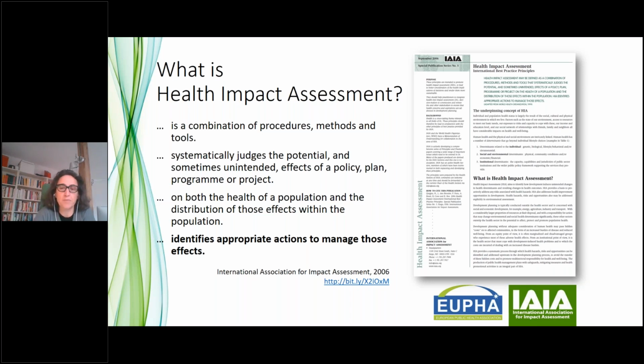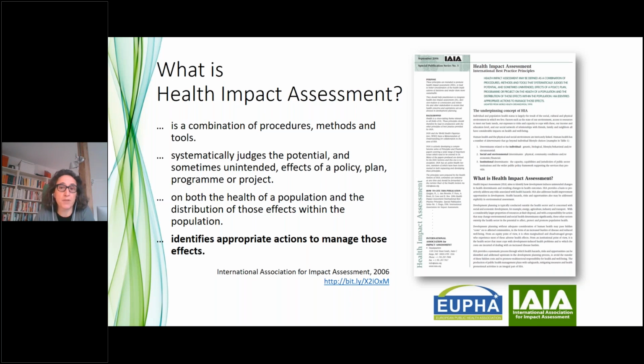So just to provide some definitions as we go along to look more in depth at the content. What is health impact assessment? We can define health impact assessment as a combination of procedures, methods, and tools. It systematically judges the potential effect of a policy, plan, program, or project. So health impact assessment can be conducted at different levels. It's also to identify the unintended consequences of any proposal. It looks both at the health of a population as well as the distribution of those effects within the population. So it's not only a question of health outcome, but also how these are distributed across different groups. And it identifies appropriate actions to manage the effect.